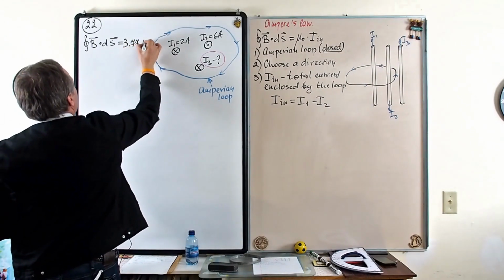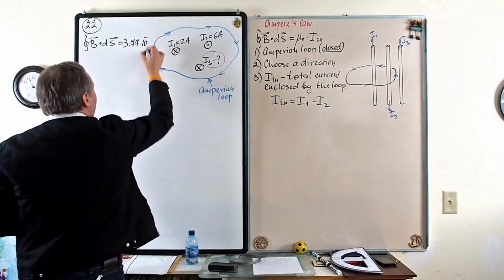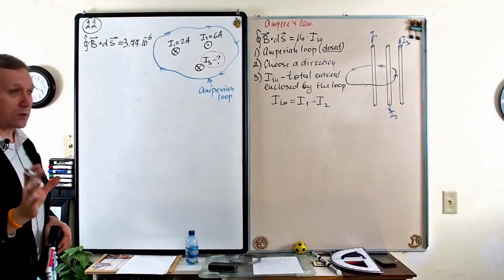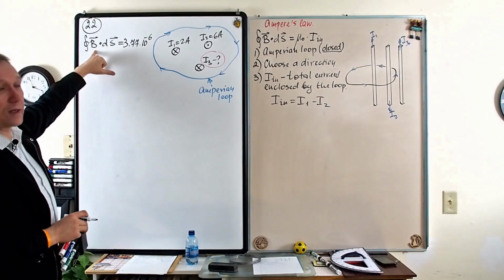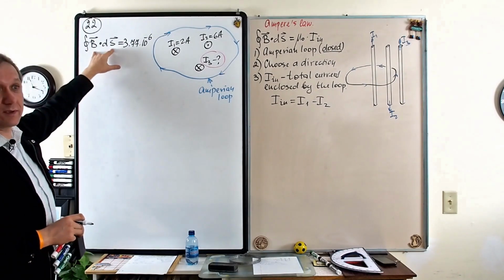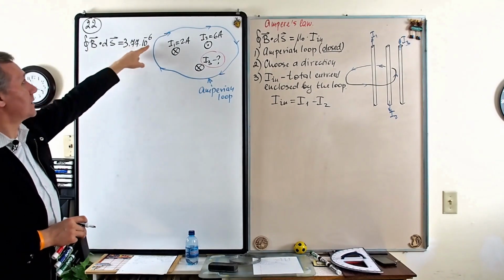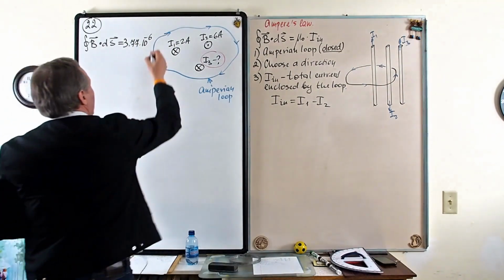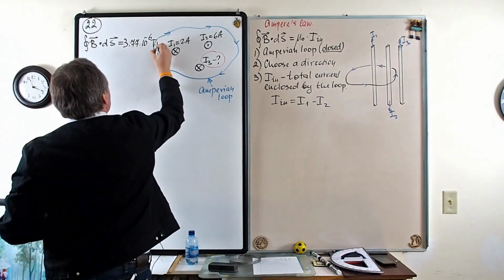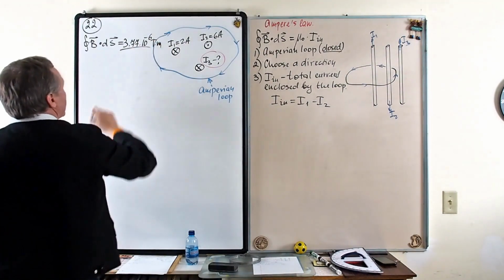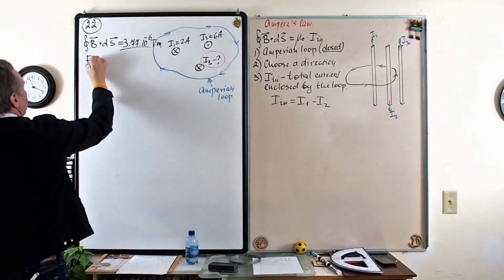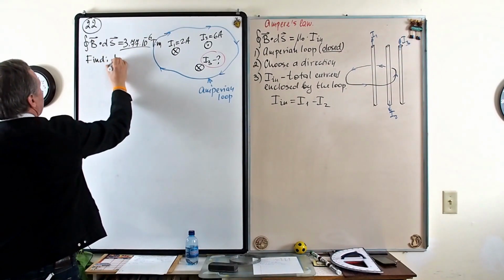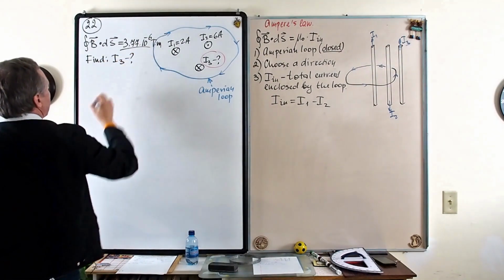3.77 times 10 to the power of minus 6 units. You can easily see units of magnetic field, Tesla, units of ds, meters. Tesla times meters. Right, so that's what is given, and we just need to find the value of this current I3.